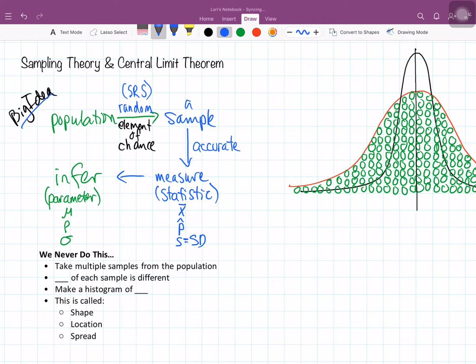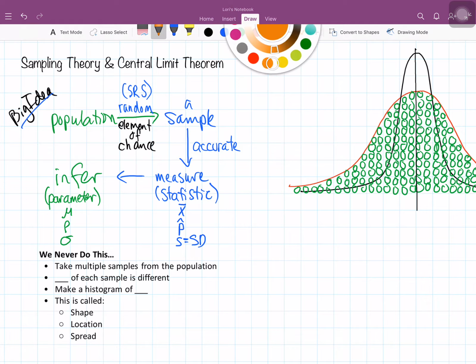Okay, so next I want to play a game called We Never Do This. And we play this game a lot in statistics. Other people play Jeopardy or Who Wants to Be a Millionaire? We play We Never Do This. So in this particular version of the game, we are going to take multiple samples from the population.